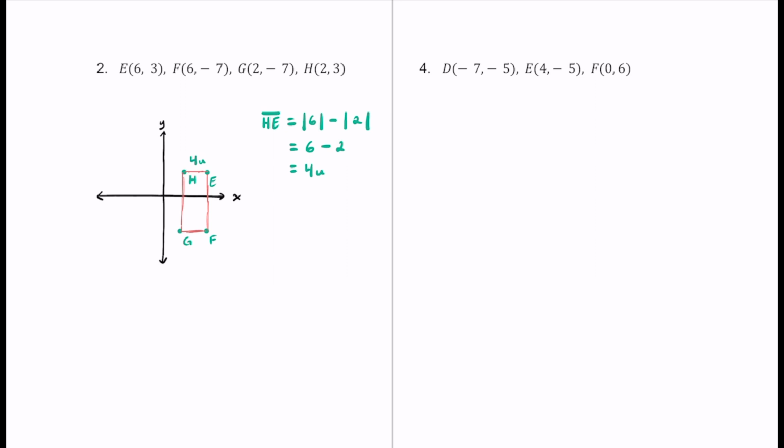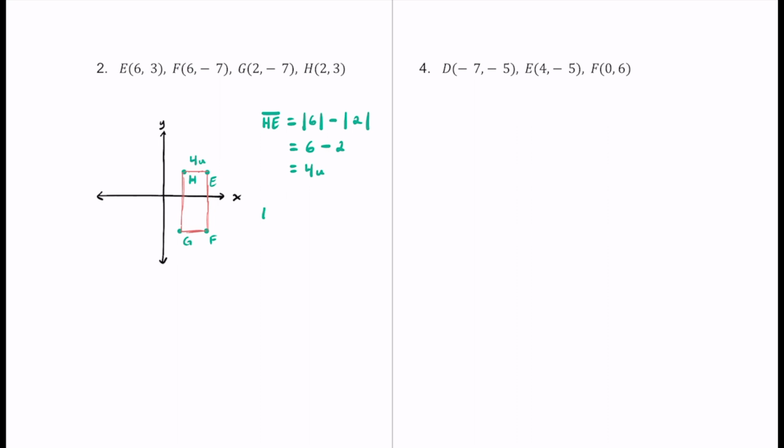Okay, next, now that we have HE, we really want EF. So EF, we can notice here, is going to be these 2 points. What do they have that are matching? Well, it looks like they have the 6 and the 6. So their non-matching values are 3 and -7. So since they're in different quadrants, let's go ahead and add their absolute values.